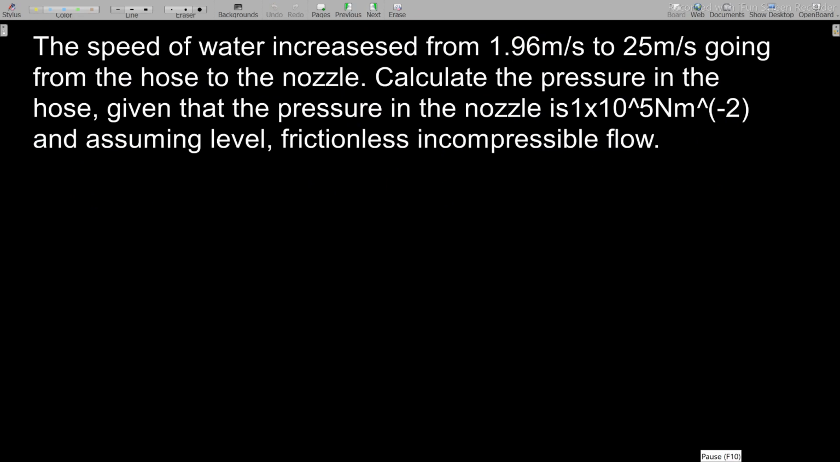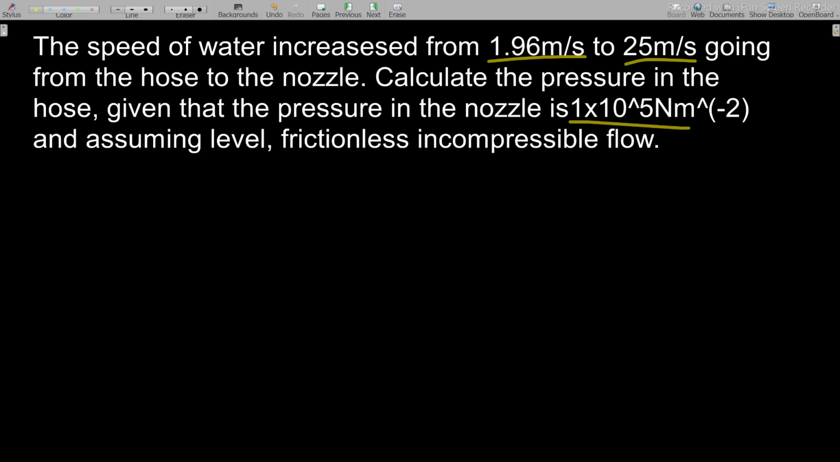Now with this question, it says the speed of water increases from 1.96 meters per second to 25 meters per second, going from the hose to the nozzle. Okay, so let's say we have a tube and this is happening. Calculate the pressure in the hose, given that the pressure in the nozzle is 1 times, let me write it, pressure in the nozzle.